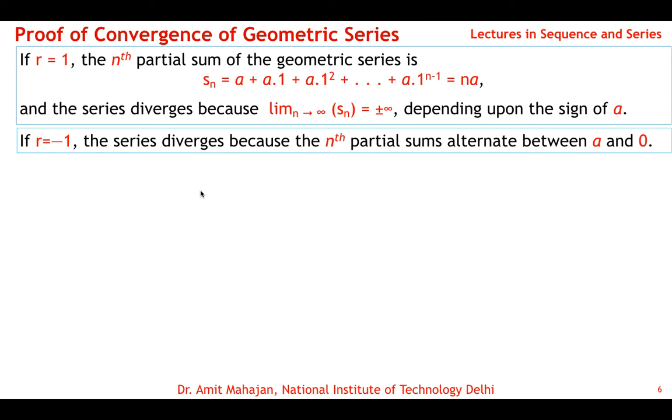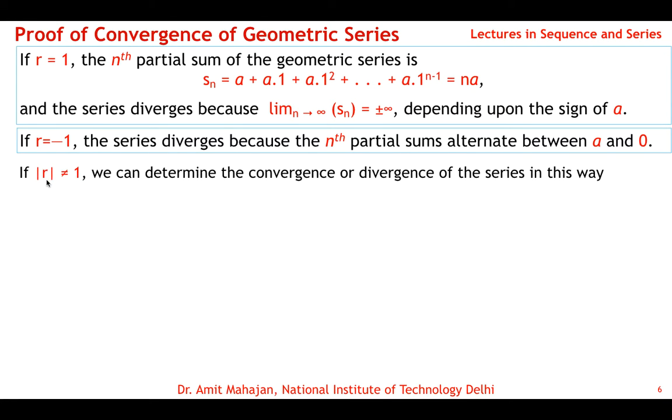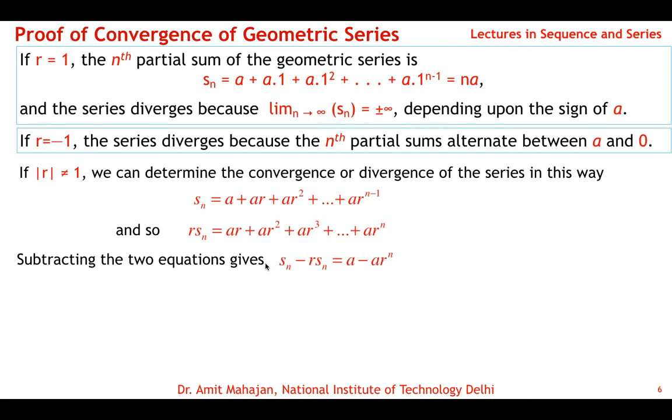For r not equal to 1 and not equal to minus 1, so if modulus of r is not equal to 1, we can determine the convergence or divergence of this series in this way. If we write the nth partial sum s n, and if I multiply this on both sides by r, I can write r times s n, and each term will be multiplied with r. Okay, and if I subtract these two, s n minus r s n, on this side the second term will cancel out with the first, the third will cancel out with the second, so the last will cancel out with the second last, and I will simply get a minus a r power n. So subtracting these two I will get s n minus r s n from the left hand side, and a minus a times r power n from the right hand side.